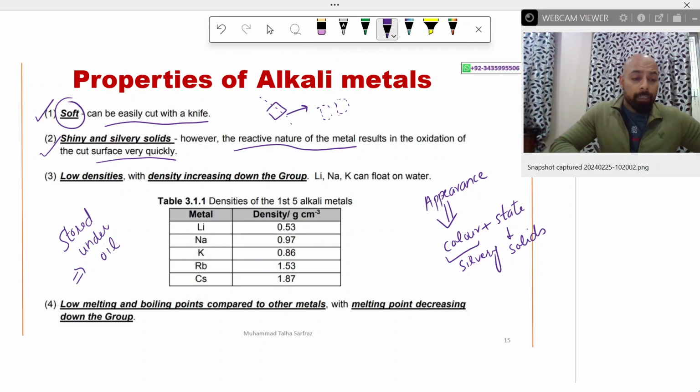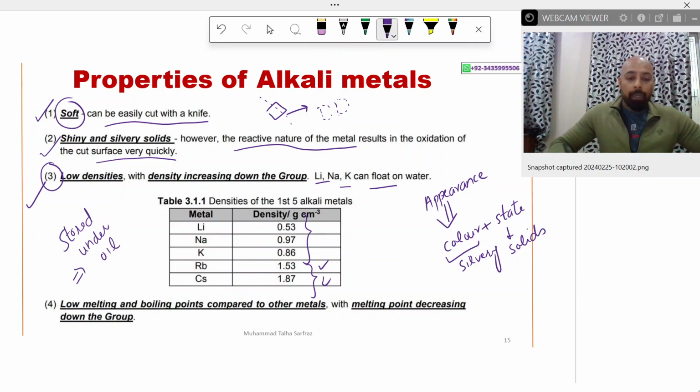Then the third thing you should remember about their properties is that they have low densities. Their densities are very low. Usually most of them have less than 1. Okay, so they float on water. And rubidium and cesium have densities more than 1. So this thing should be very clear. So lithium, sodium and potassium can float on water, right? So they have very low densities.